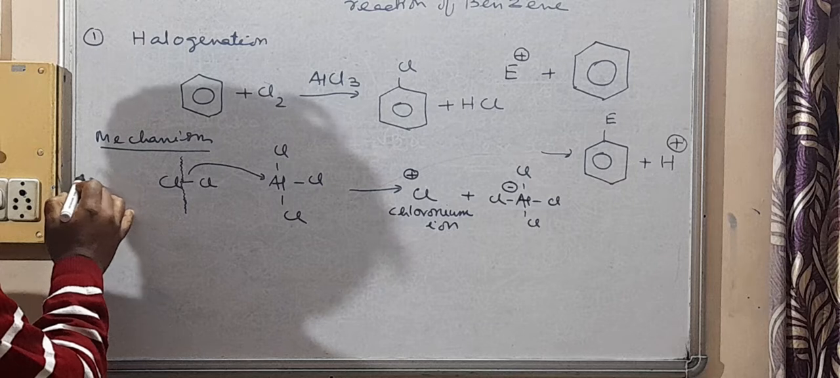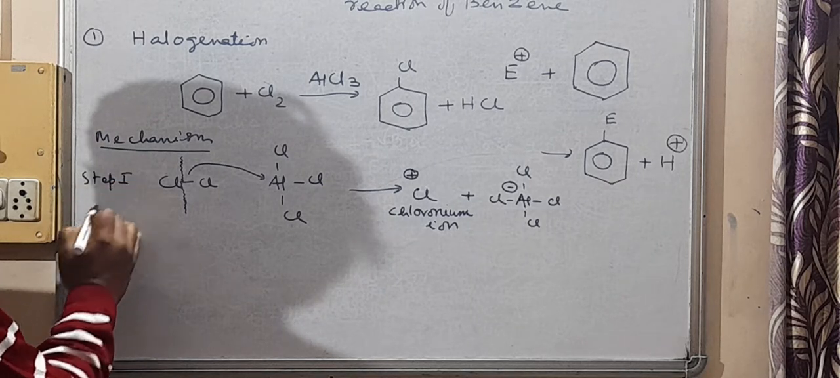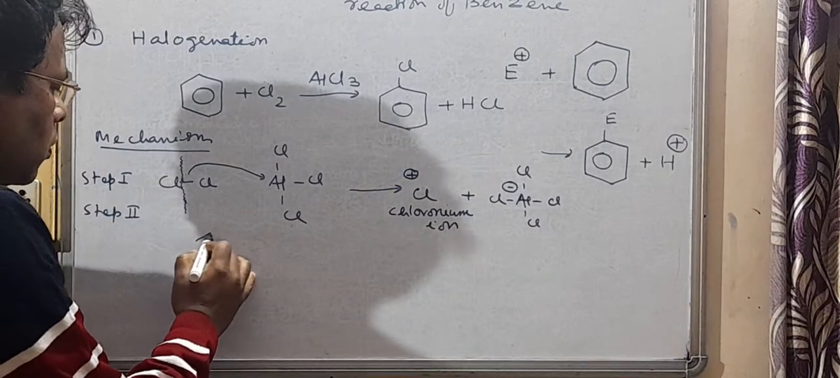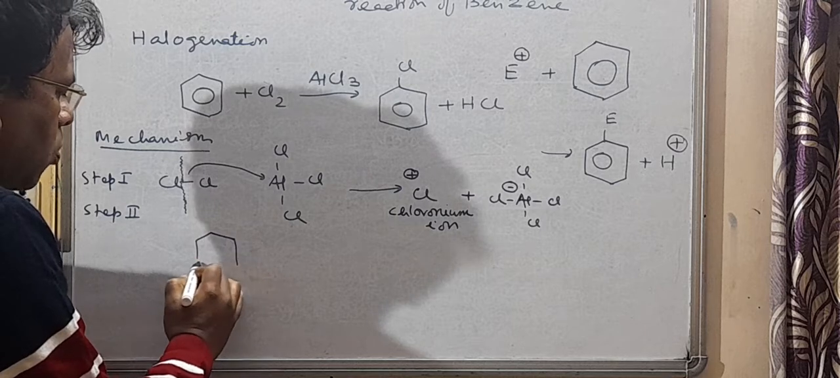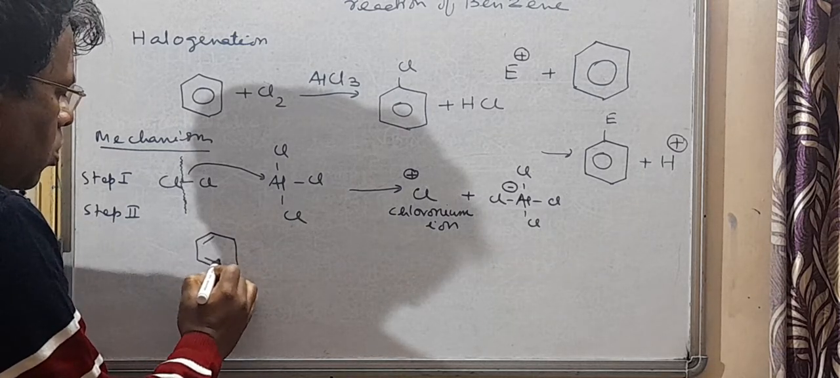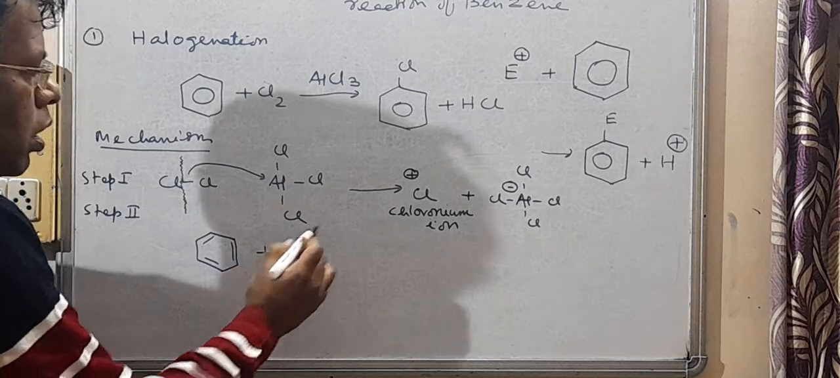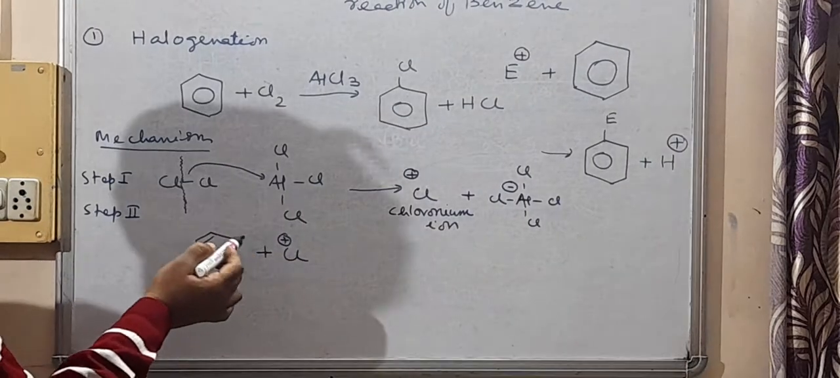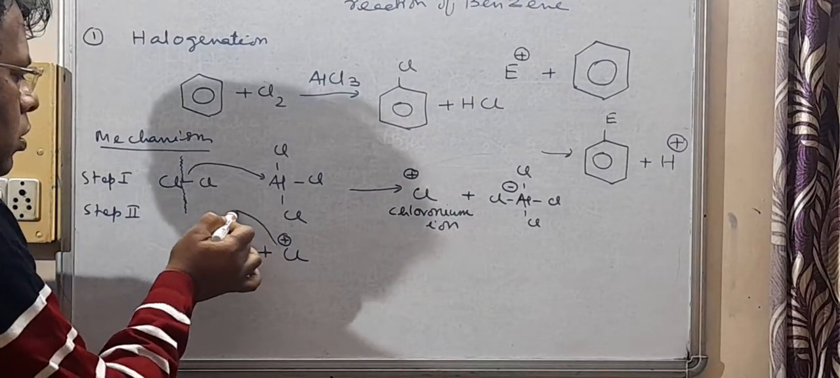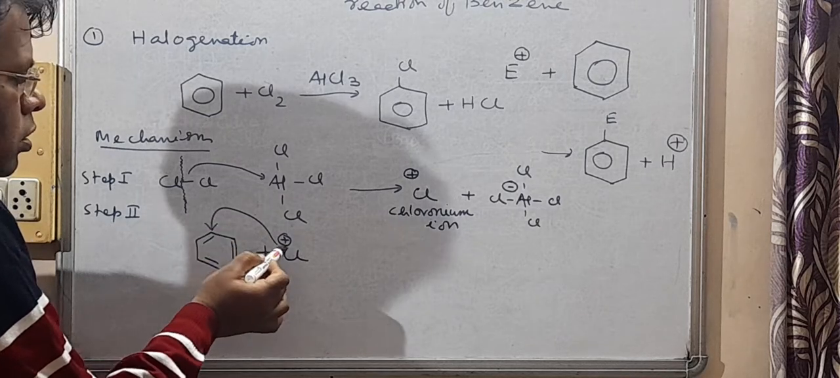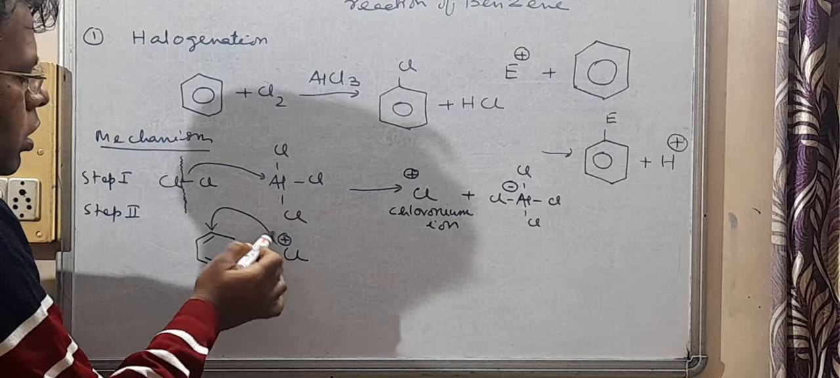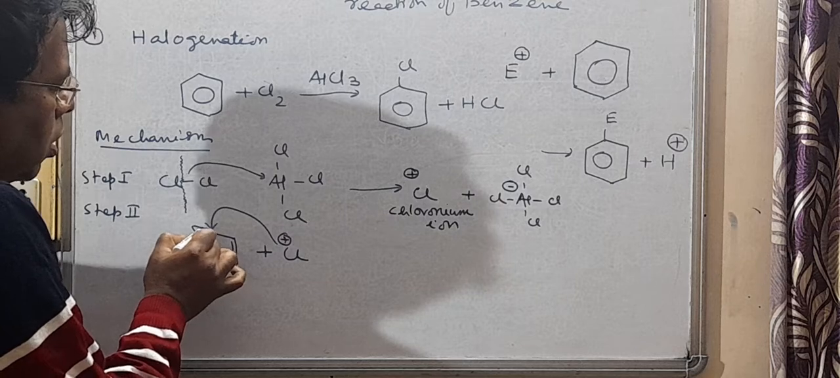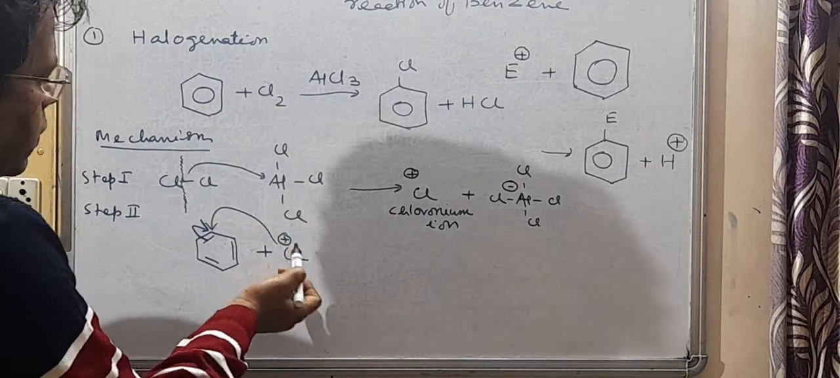Okay, now in the next step, suppose this is step 1. In the next step, we take up benzene. Benzene has double bonds in alternate positions, and then this Cl plus chloronium ion, which is an electrophile, will attack, say, here. Since Cl plus is poor in electrons, this pi electron will break and come here and help in the attack of Cl plus.